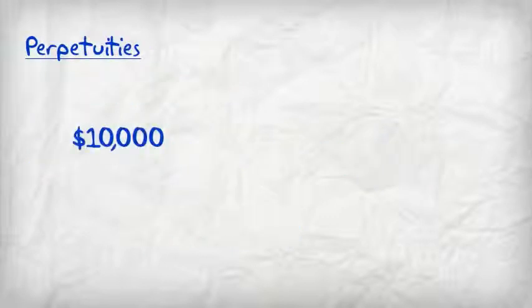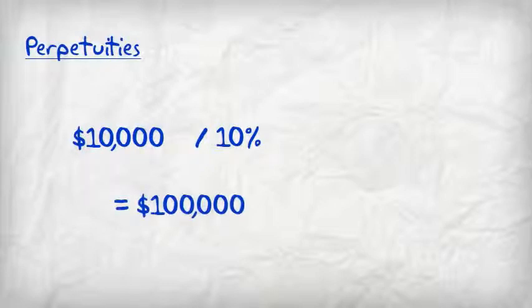Some annuities can go on indefinitely, and these are called perpetuities. To find this, we would just take the payment and divide it by the rate. In Mike's case, it would be 10,000 divided by 10% and would equal 100,000.